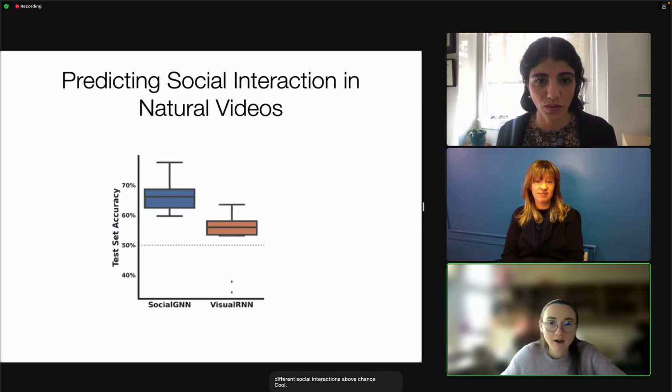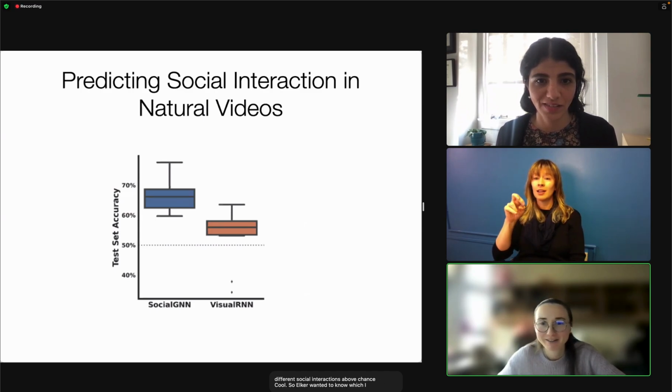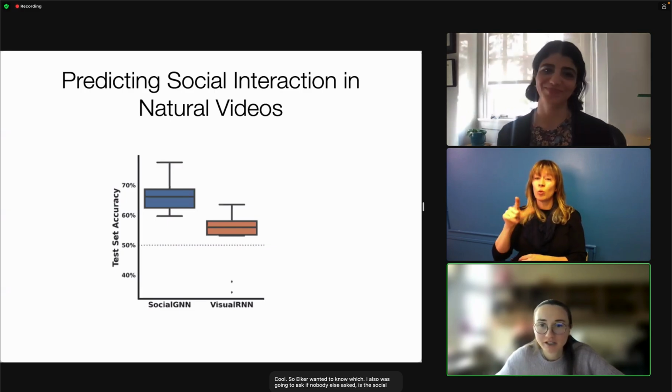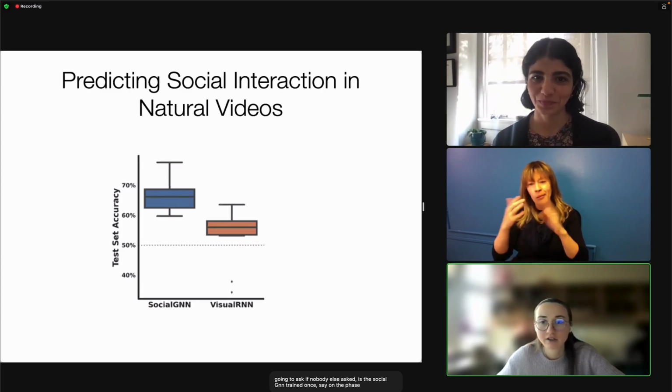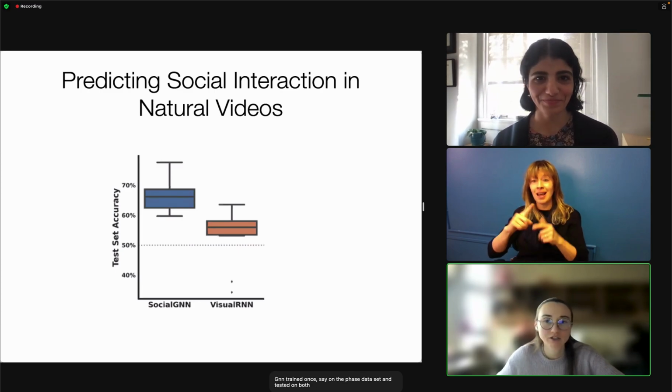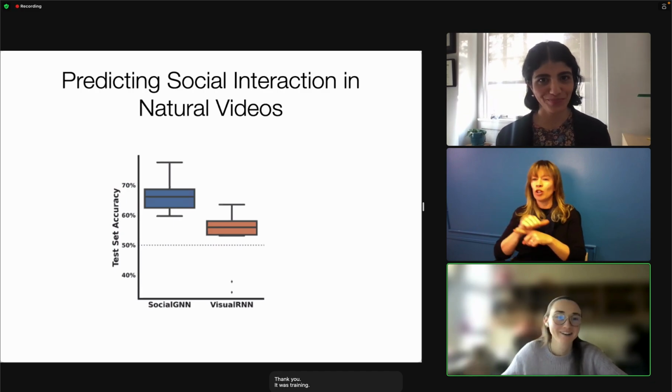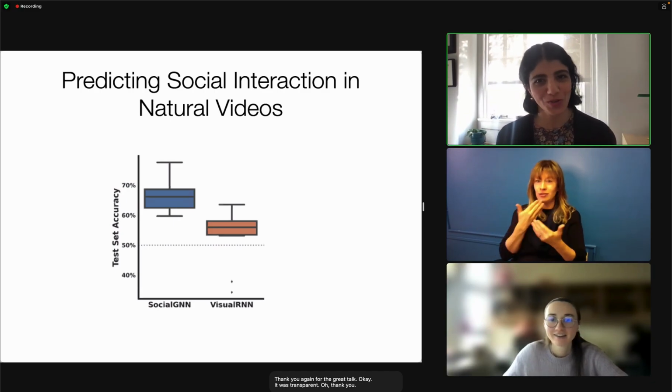Cool. So Ilker wanted to know, which I also was going to ask if nobody else asked, is the SocialGNN trained once, say on the phase data set, and tested on both the gaze and the phase data sets, or was it trained separately for each data set? Thank you again for the great talk. Oh, thank you. It was trained separately.